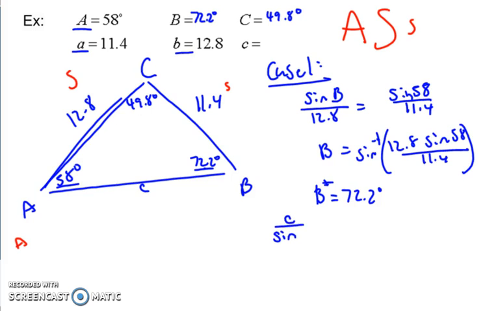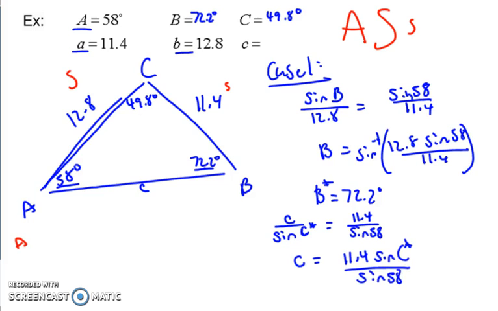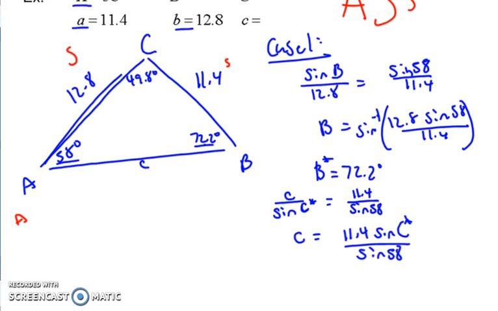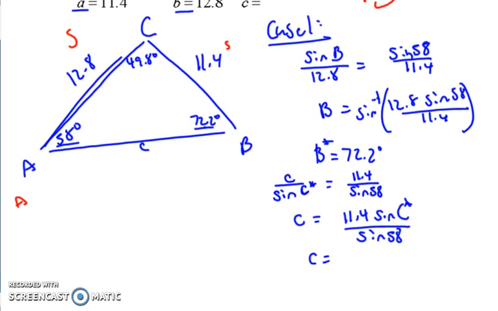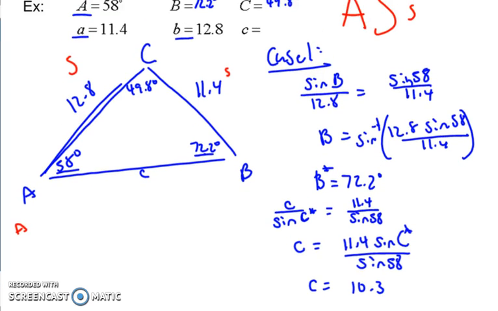C divided by sine of that stored angle, maybe I'll do what I suggested, putting C star for the stored angle, has to equal side 11.4 divided by the sine of 58. So side C has to equal 11.4 times the sine of angle C over sine of 58, which is, type in your calculator, man, these take a lot of concentration. So side C is approximately 10.3. And that was our last one for the first case.